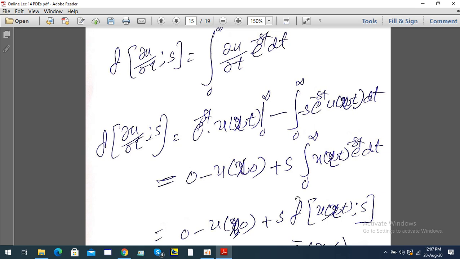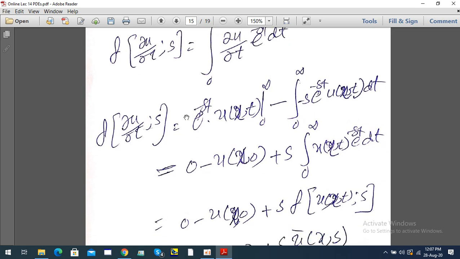Now you can see upper limit minus lower limit. When you put the upper limit, e power minus infinity is equal to 0, minus the lower limit, e power 0 is 1, and u of x, 0. This is the result from this one. Minus into minus is plus, and the integral from 0 to infinity of u of x, t e power minus st dt.